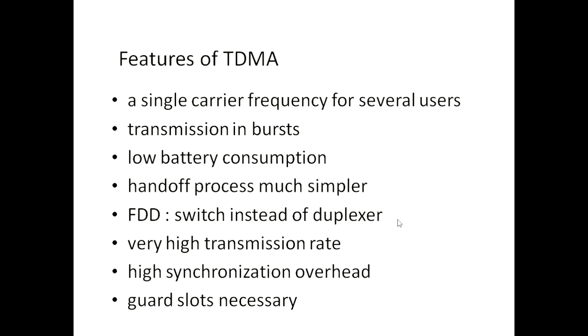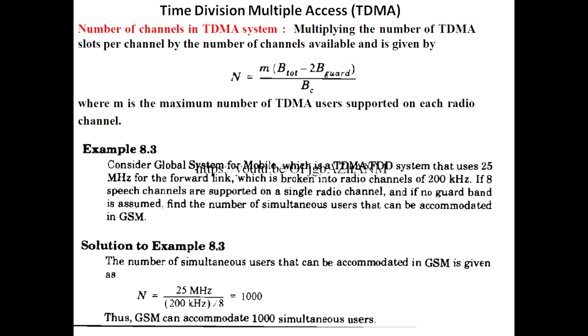And these are all the features of TDMA which we have seen already. It needs a single carrier, transmission occurs in bursts, it needs low power consumption, the handoff process is simple, there is no need for a duplexer, it has a high transmission rate when compared to FDMA, high synchronization overhead is needed, and the guard slot is necessary. So based on the formulas, we can calculate the number of bits.